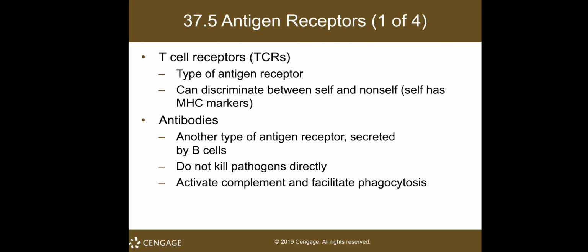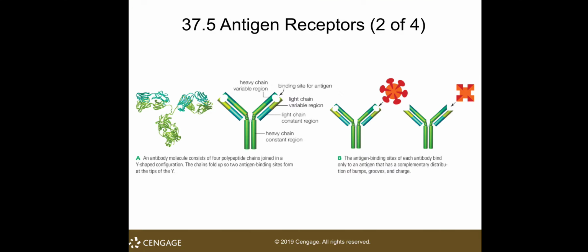Now, these antibodies do not directly kill the pathogens, but they can activate the complement system and facilitate phagocytosis. Basically, they act as homing tags for the target, telling our immune system who to target. You have seen the antibody before when we talked about the complement system. They help activate the cleavage of the C proteins to initiate the cascade of reactions of the complement system.